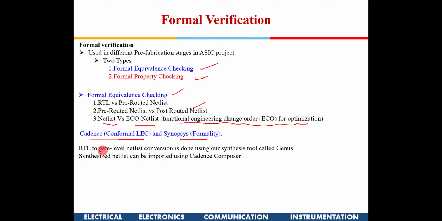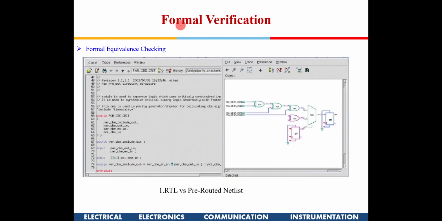So RTL to gate level netlist conversion is done in Genus, and this is from Cadence. Then that synthesized netlist can be imported into Cadence Composer. So you can write a Verilog code, obtain the netlist in Genus, and then you can use Cadence Composer. Our focus in this course is not formal verification.